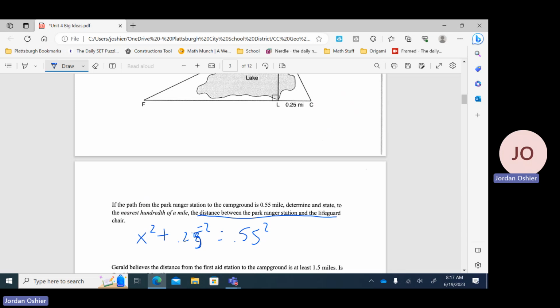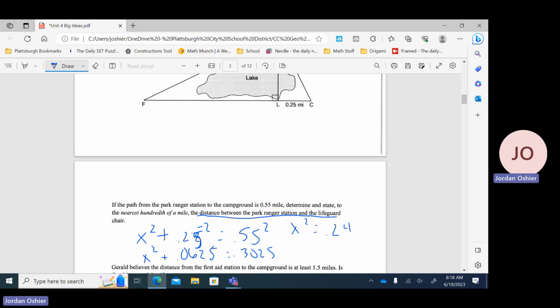So 0.25 squared is 0.0625, and 0.55 squared is 0.3025. I'm going to subtract 0.0625 from both sides and get 0.24.